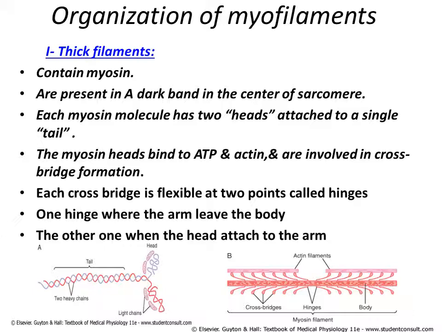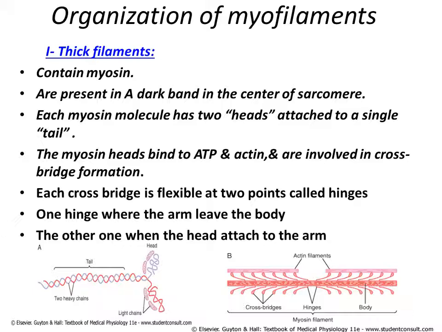One hinge is present at the arm, where the arm leaves the body, here the arm, okay, and the other hinge is where the head attaches to the arm. So we have two hinges. One hinge when the arm leaves the body or tail, okay, and the other when the head attaches to the arm.